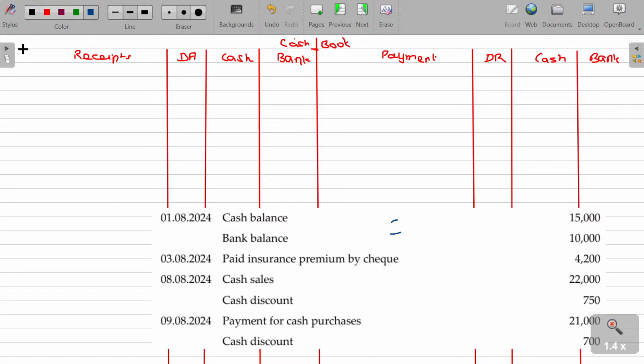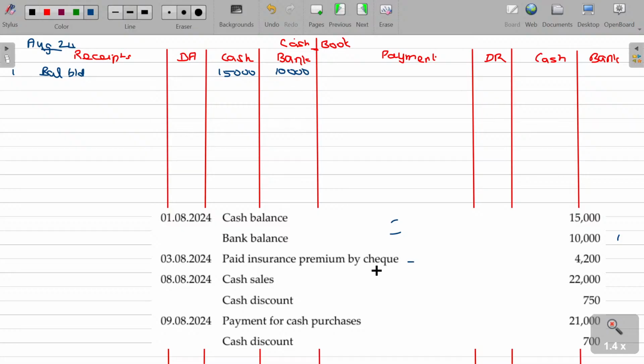On 1st August, this is all about August 24. In August, 1st August, balance brought down in the very beginning. In the very beginning, we have 15,000 and 10,000 rupees balances. In cash, we have 15,000 rupees balance. In bank, we have 10,000 rupees balance.